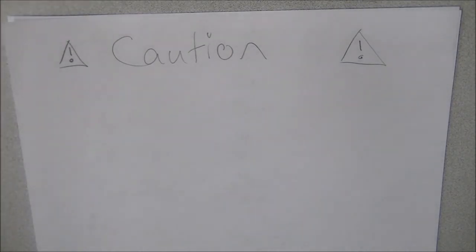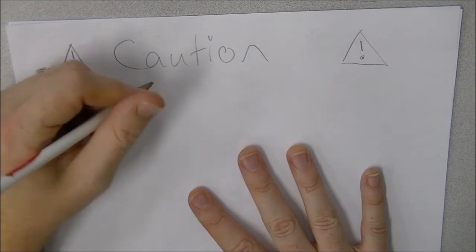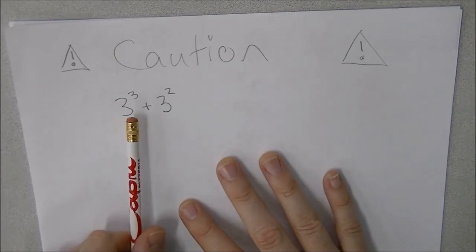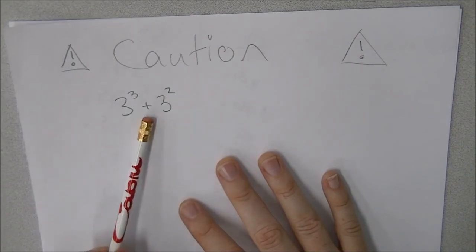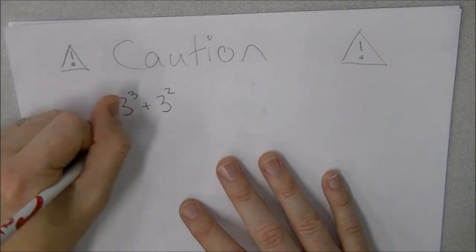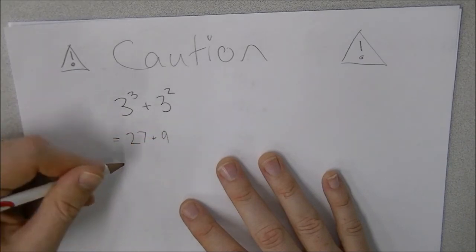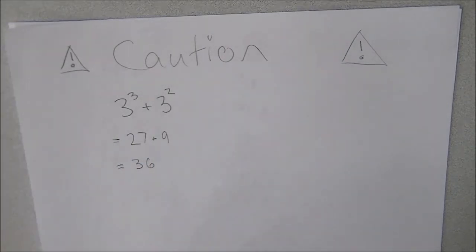For example, if you were asked, hey, what is 3 cubed plus 3 squared? A lot of people would be very tempted to add the exponents and say, oh, it's 3 to the 5. No, that's a plus. So we're not able to do anything with this other than just to expand it to say this is 27 plus 9. And so that gives me 36. It's not 3 to the power of 5. That's an entirely different number.